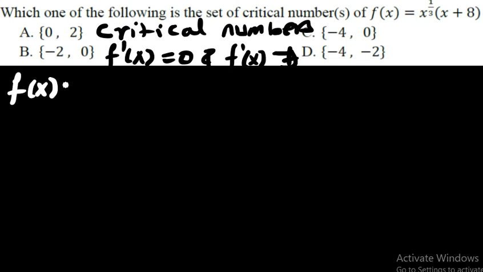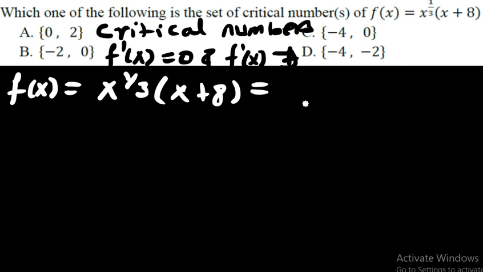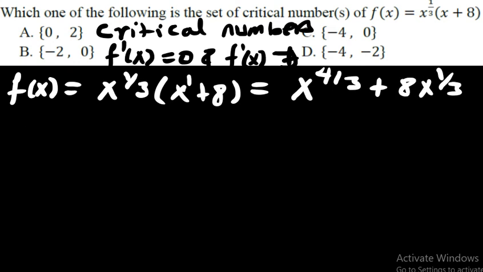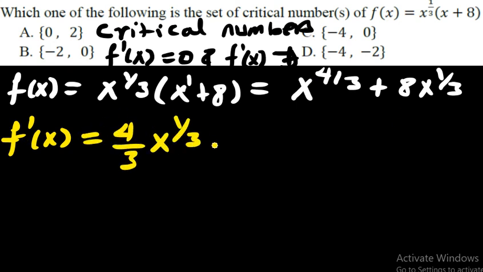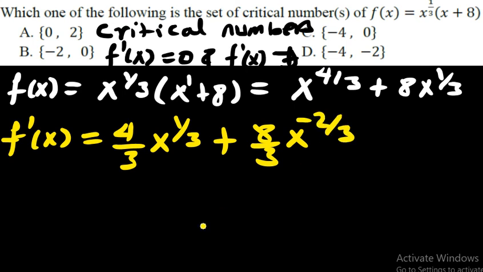So first of all, the function f of x is equal to x to the power of 1 over 3 times (x plus 8). By the way, this is the same as x to the power of 1 over 3 multiplied by x, and the exponents are added, so it's going to be x to the power of 4 over 3, plus 8x to the power of 1 over 3. Now let's differentiate it. The derivative will be 4 over 3 as the coefficient, then x to the power of 1 over 3 remains, plus 8 over 3, because this 1 over 3 is a coefficient multiplied with 8, then x to the power of negative 2 over 3.